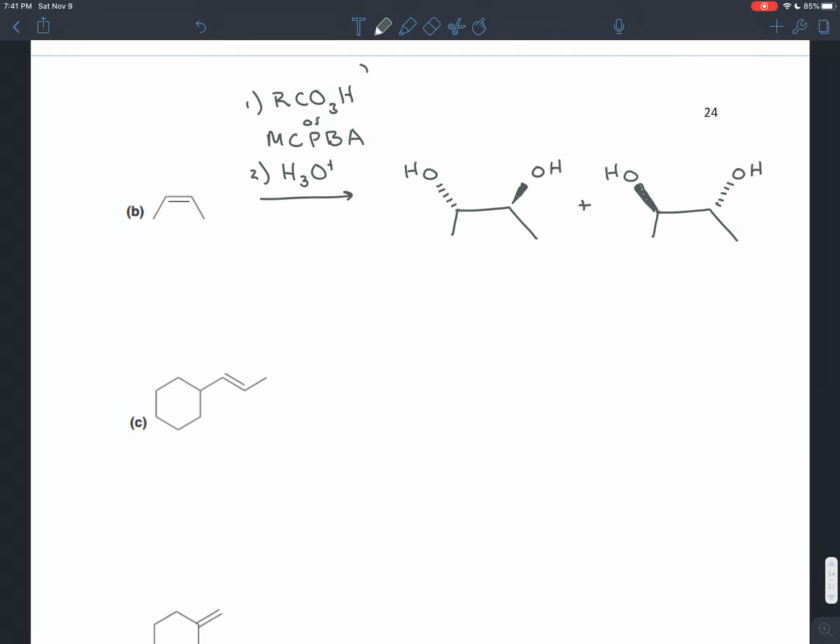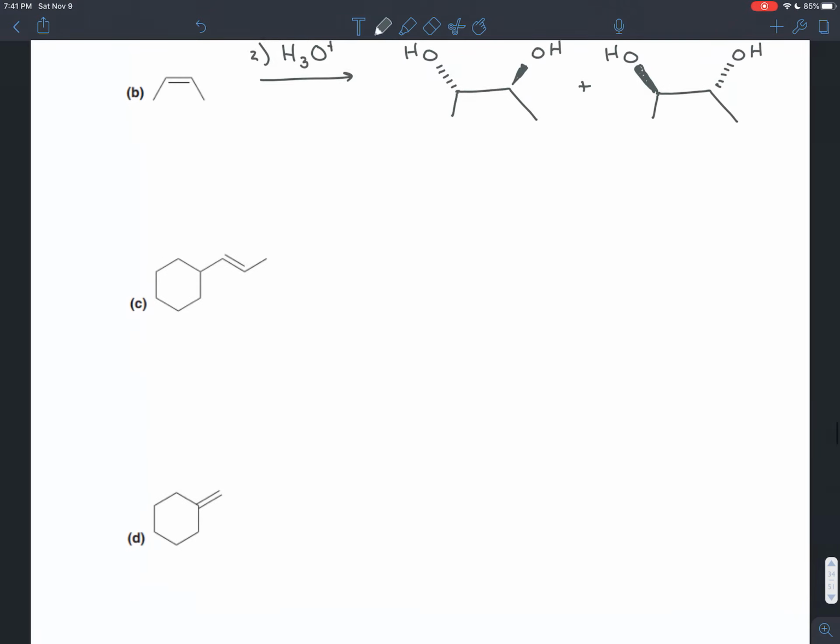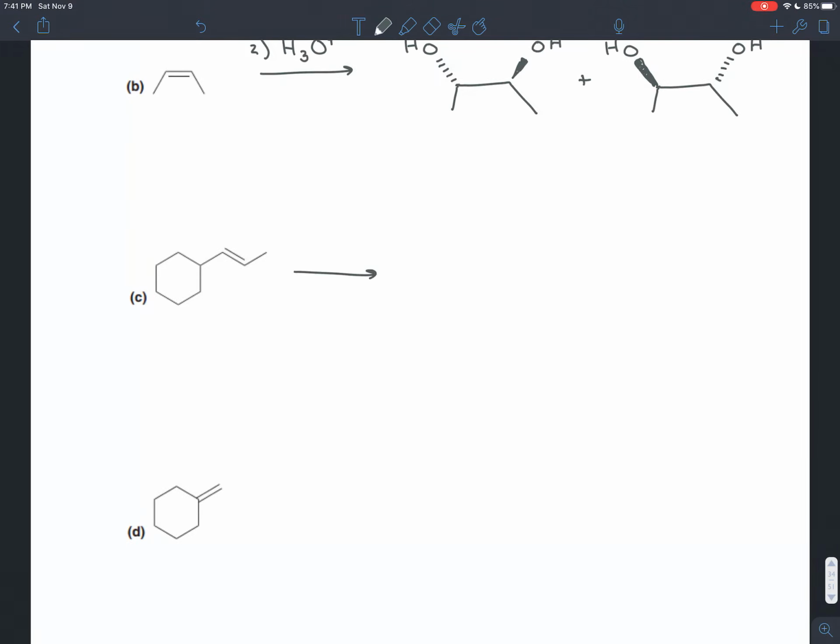When you do anti-dihydroxylation with this pi bond. Okay, for C, same thing. What if you're treating that with any peroxy acid or MCPBA specifically, metachloroperoxybenzoic acid? Those turn the alkene into an epoxide, and the epoxide is then burst open with an acid wash.